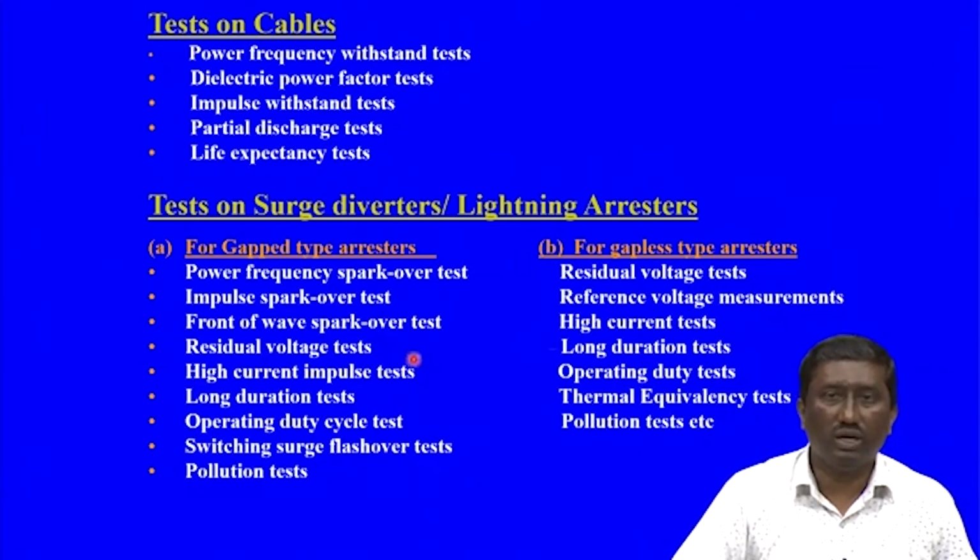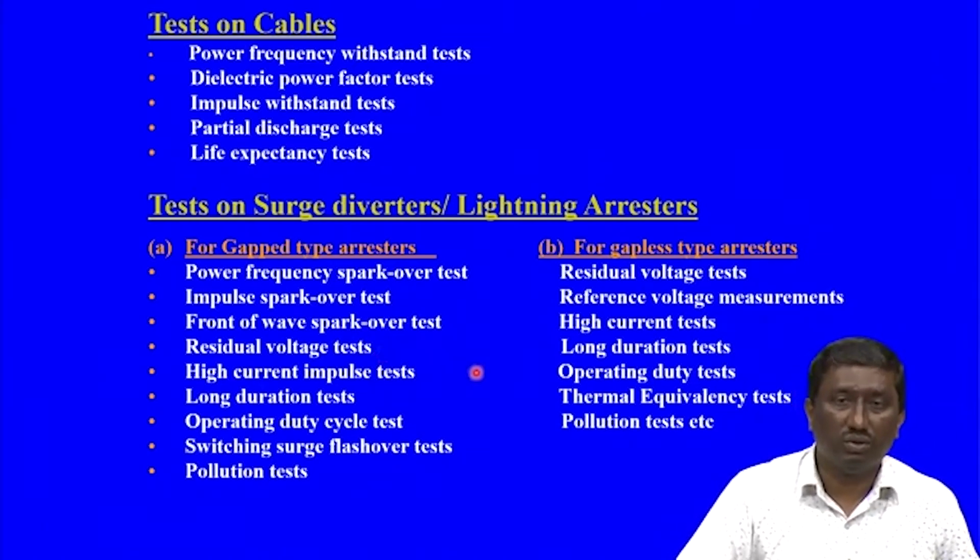the following tests have to be carried out. There is a power frequency spark over test: how the spark over happens at the power frequency voltage, how long a current it will be able to sustain, and how it is able to quench the arc. Then impulse spark over, front of wave, that is the 1.2 by 50 waveform which is applied. When exactly does it spark? The front of wave has to spark, so that voltage we have to apply and find out the values.